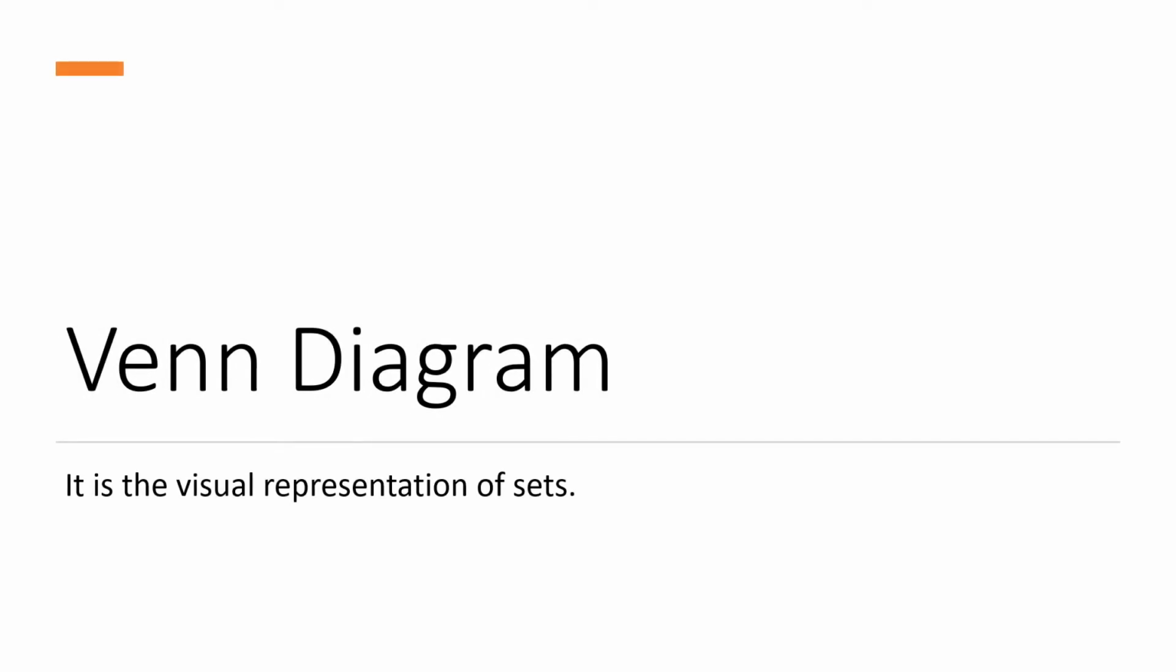A Venn diagram is a visual representation of sets. Most commonly you use this in your language class to compare something. However, it can also be used in math to show sets. So let's have some concepts with Venn diagrams.